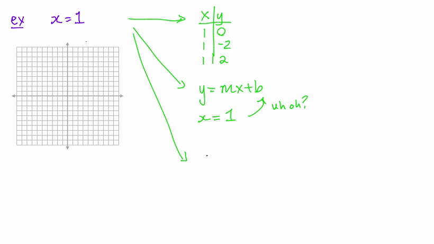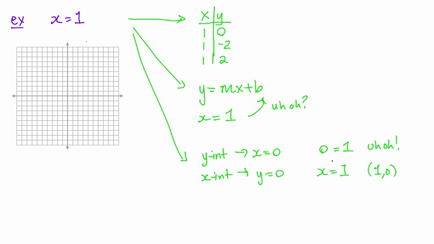And the third method also won't work very well because I can get an x-intercept, but I can't get a y-intercept. So for the y-intercept, try and make x equal to 0. Well, you have your problem. But for the x-intercept, where you make y equal to 0, okay, y is 0, that means x is 1, therefore I have the point (1, 0). So I know it goes through (1, 0). In fact, I had that point on my table of values. I also know it goes through (1, -2) and (1, 2). And if you take a look at this graph, it goes straight up and down.